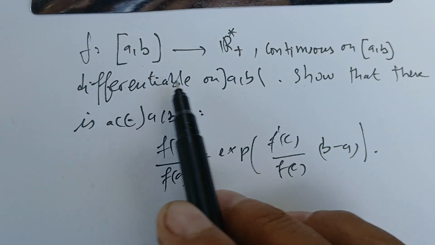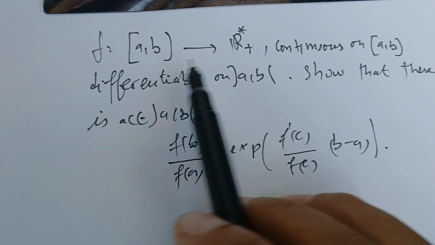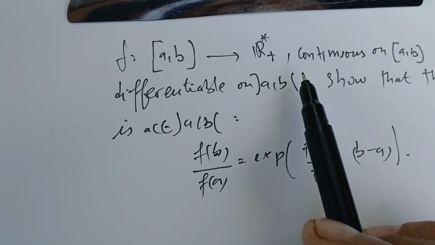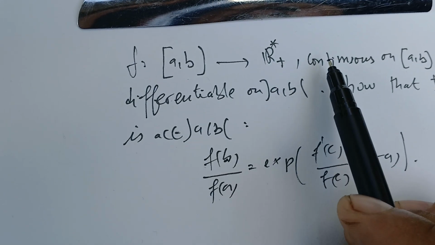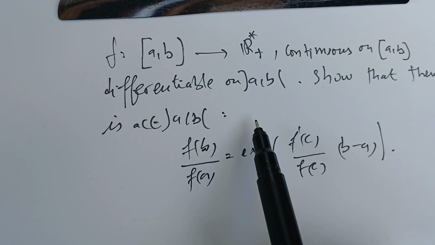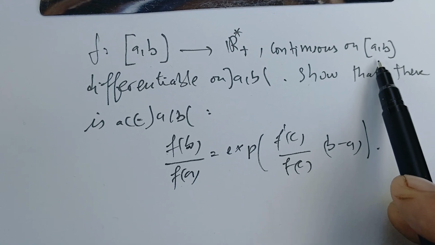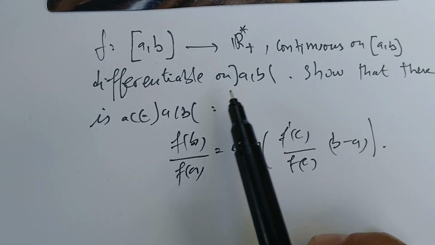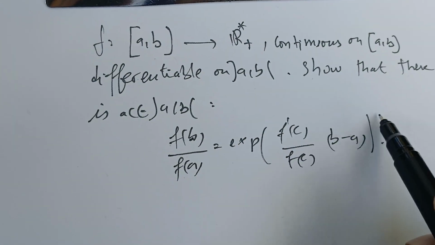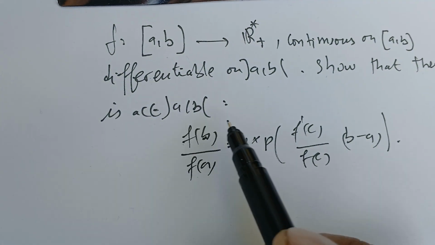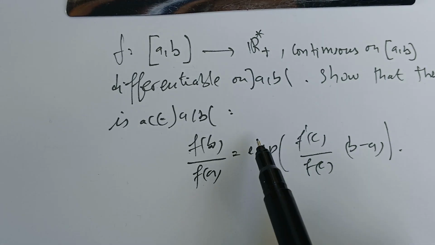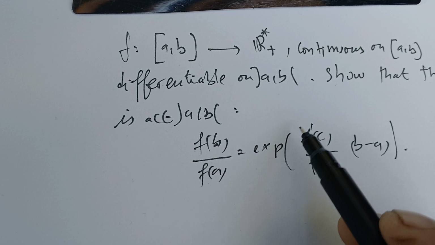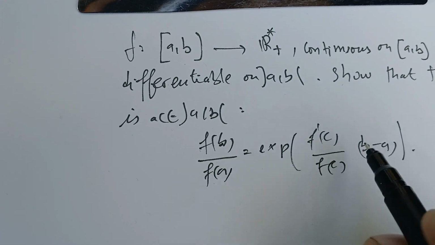Let's assume that f is defined on [a, b] and goes to R₀⁺, that means the strictly positive real numbers. It's continuous on [a, b] and differentiable on (a, b), not including the boundaries. We want to show that there exists some c in (a, b) such that f(b)/f(a) is the exponential of f'(c)/f(c) times (b − a).